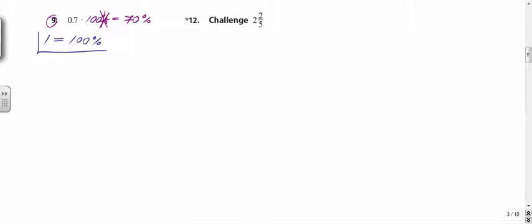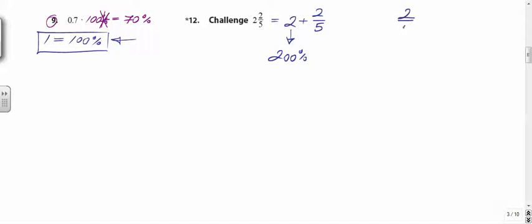Okay, let's call this one the key for your problem here. Challenge: 2 and 2/5, right? Well, if we know that 1 is 100%, first of all, 2 can be written as what? 2 plus 2 over 5, right? If 1 is 100%, 2 will be twice that, which is 200%. What you need to find now is what is 2 over 5 in percent. How can you find that?